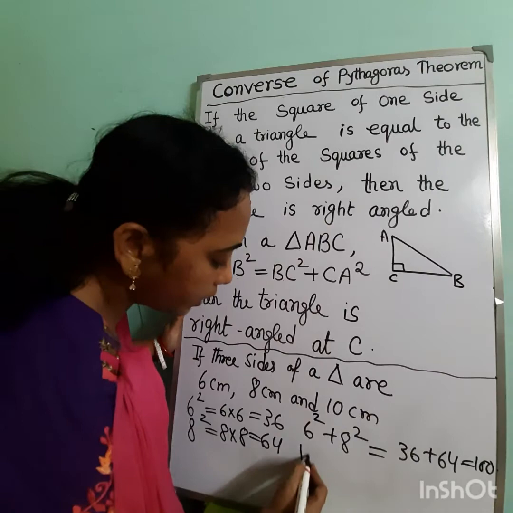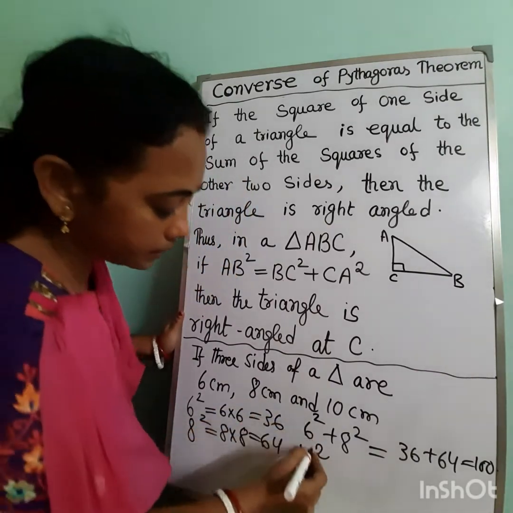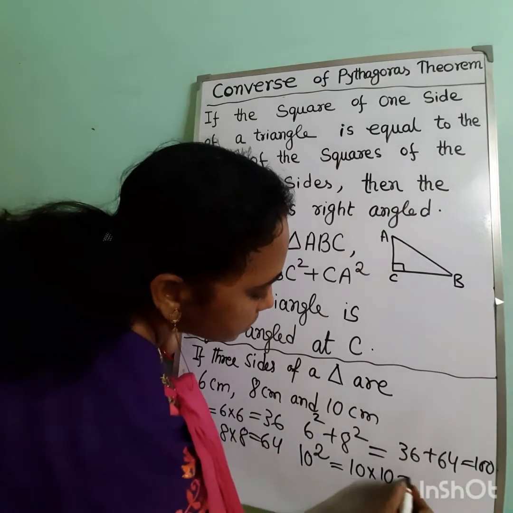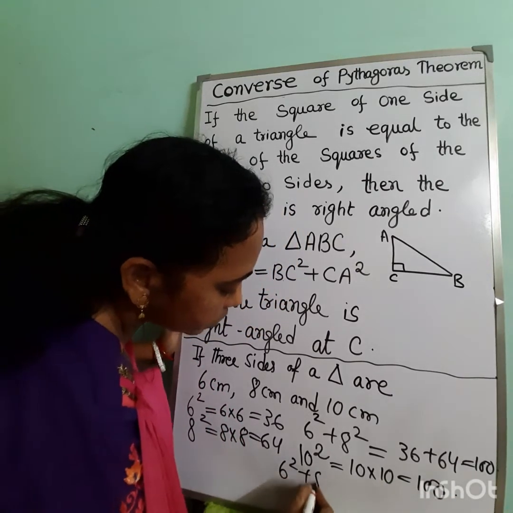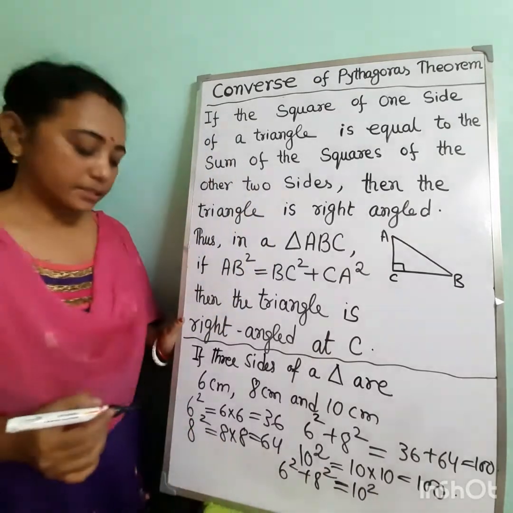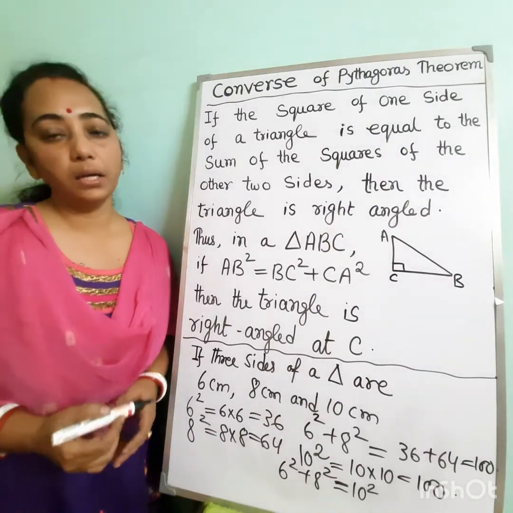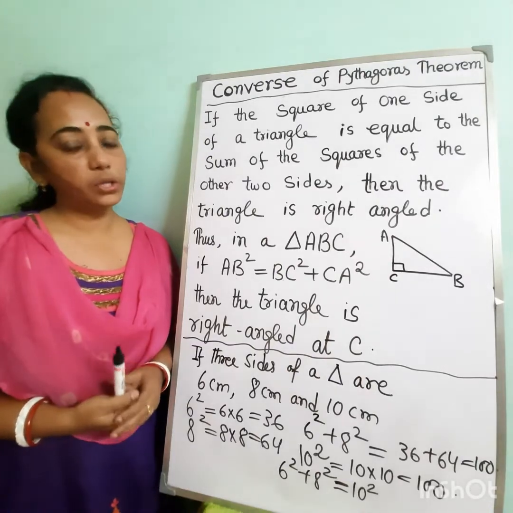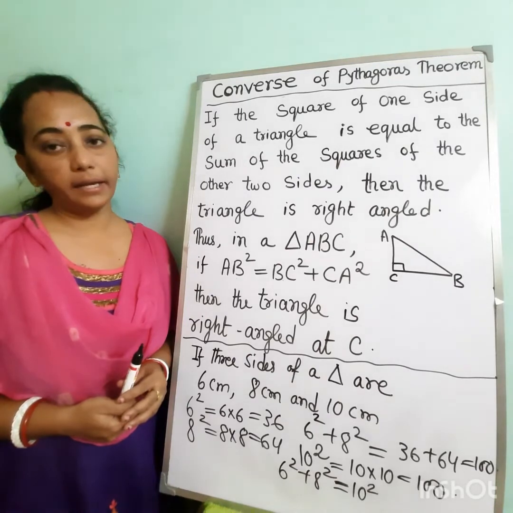Now the square of the longest side, that is 10 square. We are not considering centimeter here, only we are taking the numbers. So it is 10 multiplied by 10, which is 100. Now since 6 square plus 8 square is equal to 10 square, that means the sum of the squares of the two smallest sides is equal to the square of the longest side, which shows by the converse of Pythagoras theorem that these three sides will form a right angle triangle.